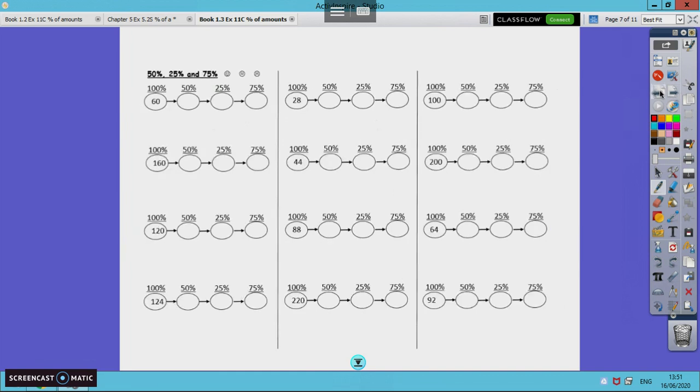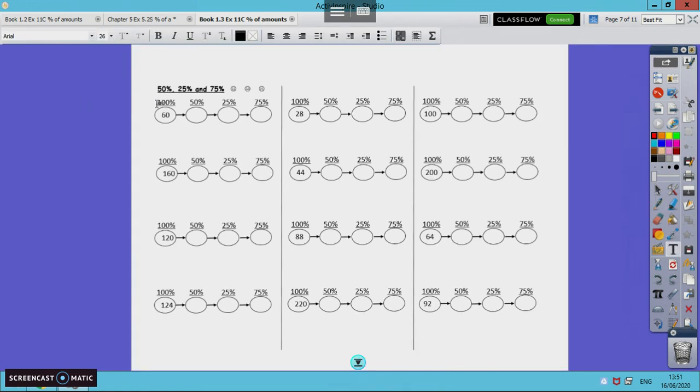So let's do the first one from here. Well, if 100% is 60, what's 50%? Okay, well, 50% is half of 100%, and therefore I know that 30 is half of 60, and that should go there. I know 25% is half of 50%. So again, this is like the example that we just did, isn't it, that we copied out. And then 30 add 15 gives you 45.